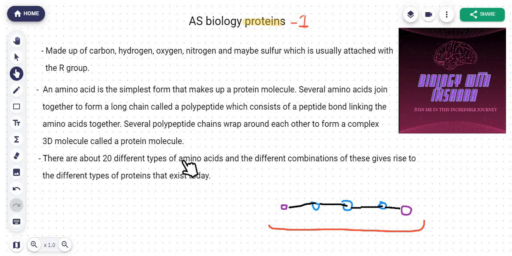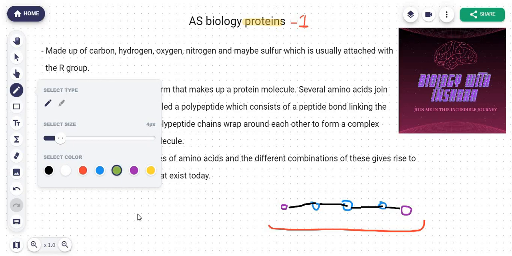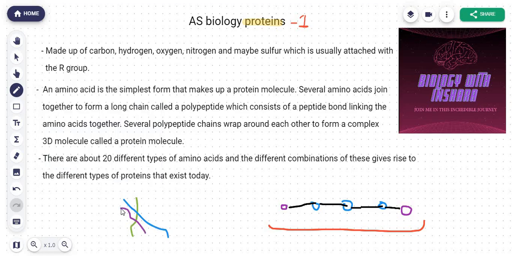Polypeptide chains and a protein are different. Polypeptide chains make up a protein, as a number of these chains, not just one, but several of them, wrap around each other to form a complex 3D molecule called a protein molecule. Let me demonstrate. For example, this is one polypeptide chain. Let's say this is another polypeptide chain. They can be different or the same, it depends upon the type. Another polypeptide chain. So basically you can see they're wrapped around each other in this complex way, and it has a 3-dimensional structure, which is nothing but a protein. And this here is how a protein is made.